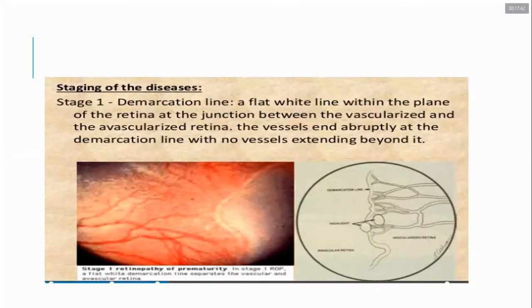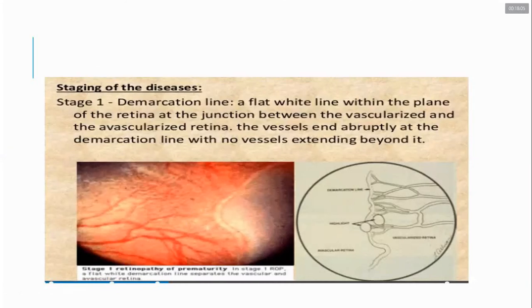Now coming to the stages. Stage 1 is the demarcation line, that is a flat white line within the plane of the retina at the junction between the vascularized and avascular retina. So this is just a faint line, which you will see between the avascular and vascular retina. This is stage 1.